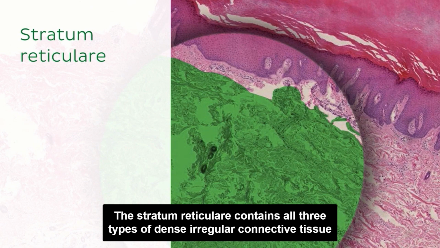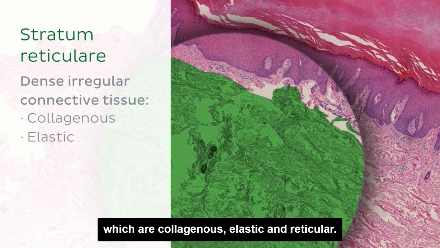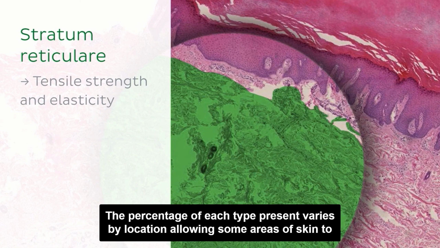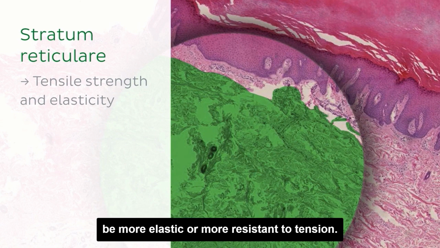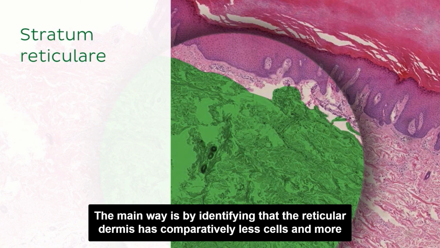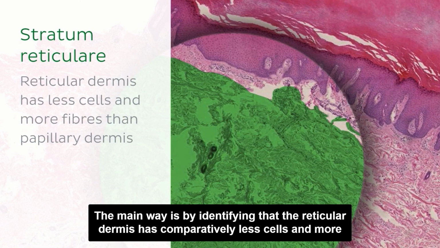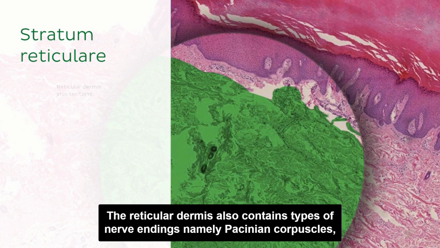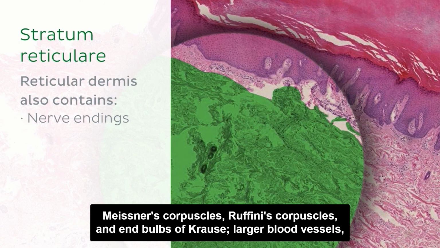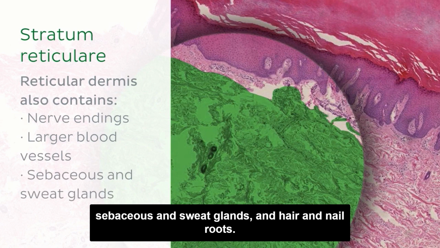The stratum reticulare contains all three types of dense irregular connective tissue, which are collagenous, elastic, and reticular. These fibers all help to give the reticular dermis tensile strength and elasticity. The percentage of each type present varies by location, allowing some areas of skin to be more elastic or more resistant to tension. It can be difficult to distinguish between the two layers of dermis on histology. The main way is by identifying that the reticular dermis has comparatively less cells and more fibers than the papillary dermis. The reticular dermis also contains types of nerve endings, namely Pacinian corpuscles, Meissner's corpuscles, Ruffini's corpuscles, and end bulbs of Krause, larger blood vessels, sebaceous and sweat glands, and hair and nail roots.